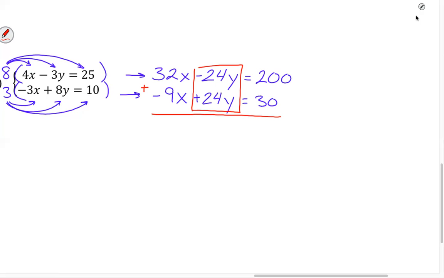All right, Kailana, if you multiply by -3, you would have done subtraction. 32 plus -9, that's going to be what? 23? These cancel. If they don't cancel, I did something wrong. If that box doesn't cancel, you're doing something wrong. 200 plus 30 is 230. And now I divide. Now I have x equals 10.